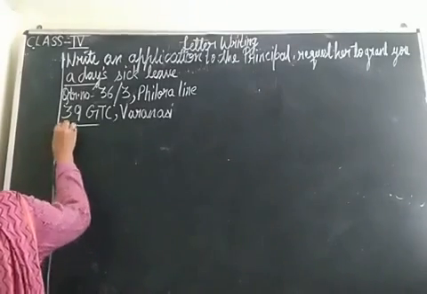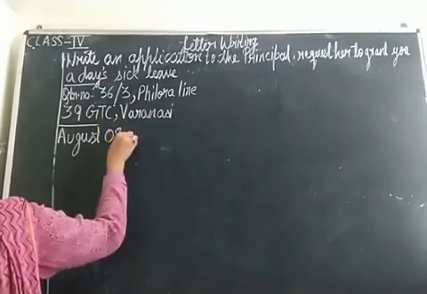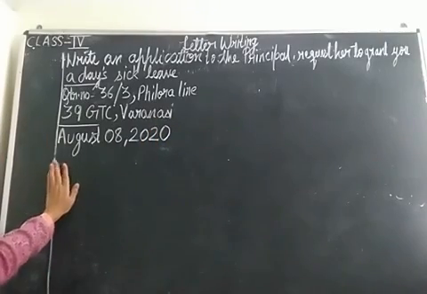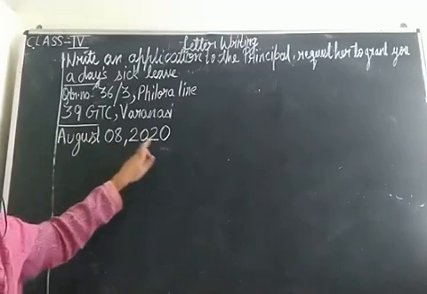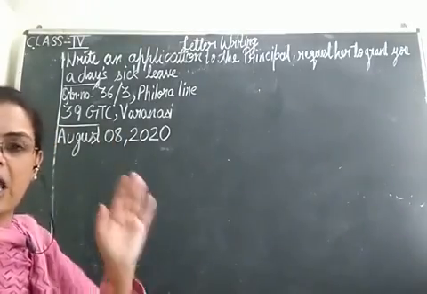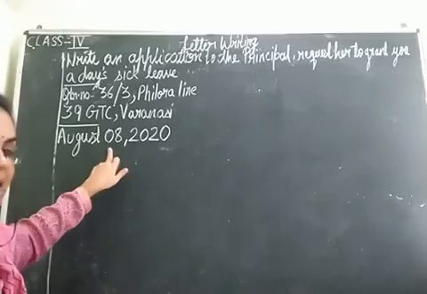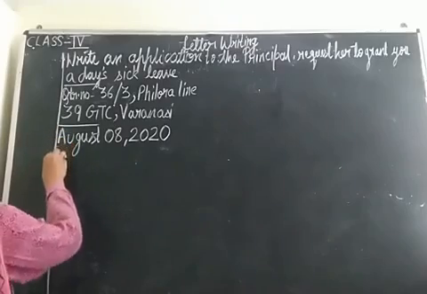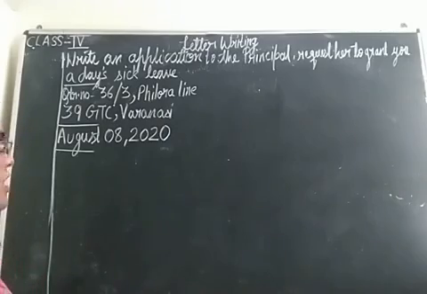And the date is August 08/2020. What is the date? August. First the name of the month, then the date, then the year. So you do not have to write the word date, son, you have to remember this. August, that is the name of the month, then the date, then comma, then the year. After writing the date, children, leave one line. Please leave one line after writing the date.